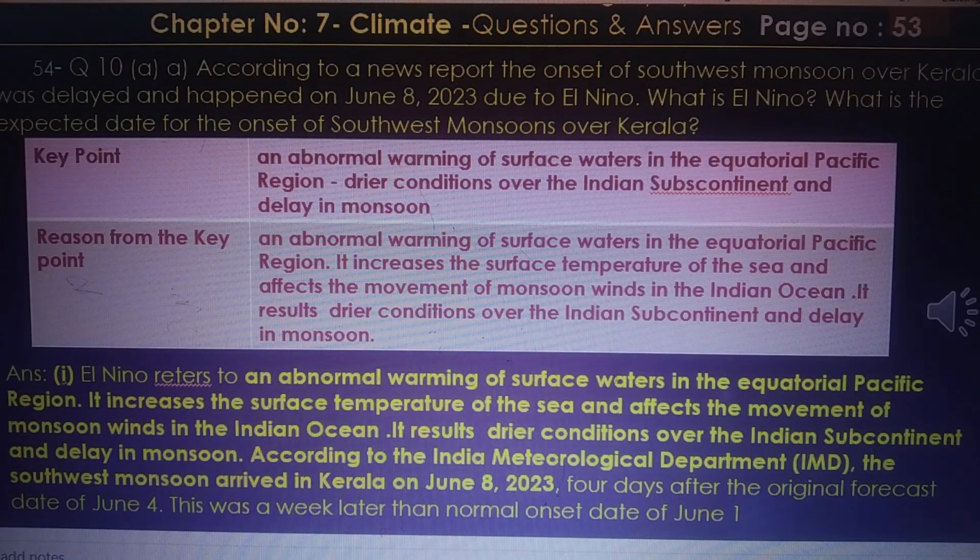Question number 54. The onset of monsoon in Kerala was delayed, and it happened on June 8, 2023 due to El Nino. What is El Nino? Key points: an abnormal warming of surface waters in the equatorial Pacific region, drier conditions over the Indian subcontinent and delay in the monsoons.